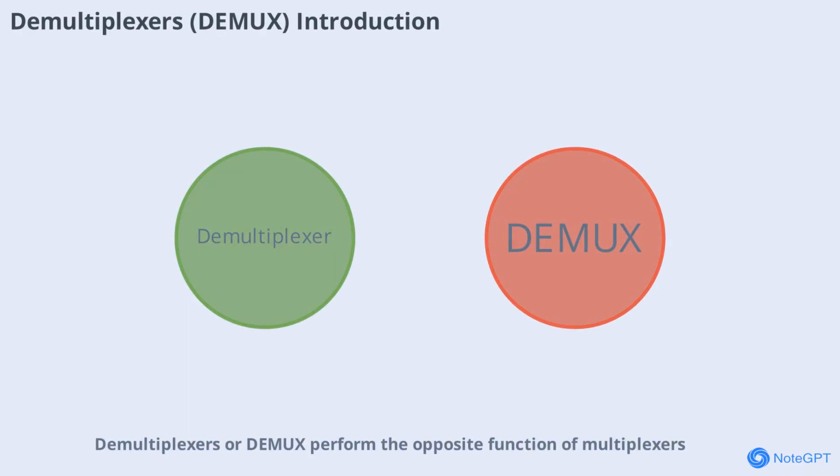Demultiplexers, or DEMUX, perform the opposite function of multiplexers. They take a single input and distribute it to one of several output lines based on selection inputs. DEMUX circuits are essential for distributing data from a single source to multiple destinations in digital systems.